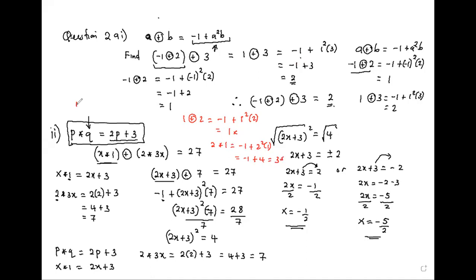If you pick 1 star 2, you get 2 plus 3, which is 5. But if you pick 2 star 1, you get 2 by 2 plus 3, which is 7. So they are not the same.